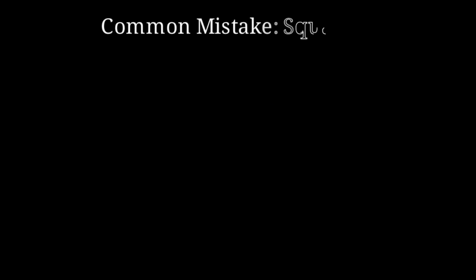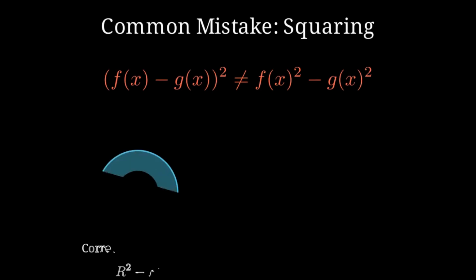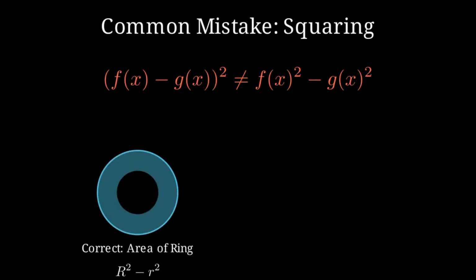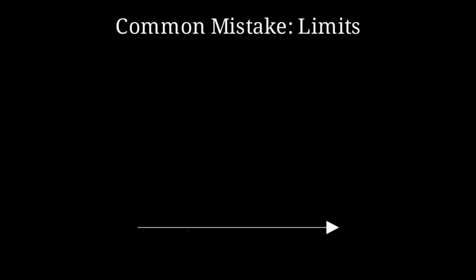Another frequent error is subtracting the functions before squaring. Remember, the washer method is the difference of two circles. You must square the outer radius and the inner radius separately before you subtract them. Don't let the algebra trip you up. Always verify your limits of integration.